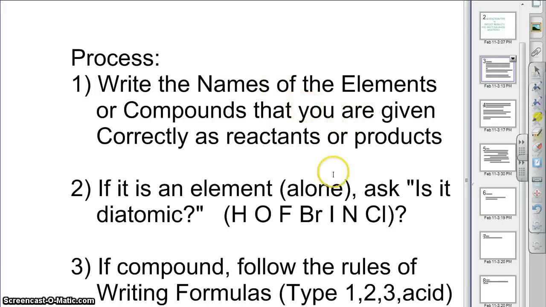The process goes like this. I'm going to read it off real fast. If you're watching this video, you'll just need to pause. There's not enough time to write this all down. While I'm speaking, write the names of the elements or compounds that are given.